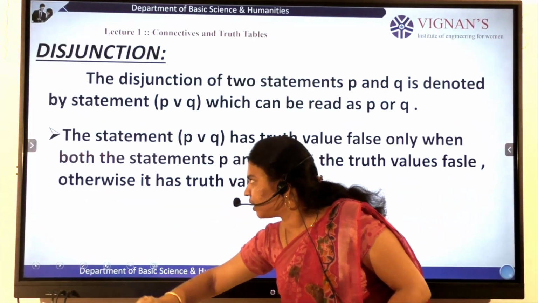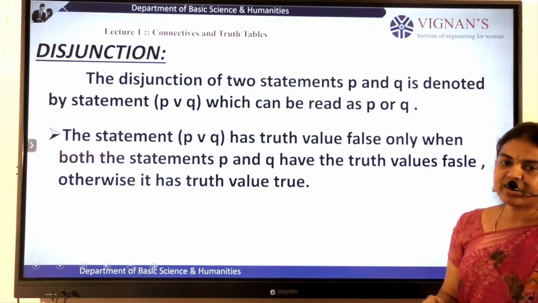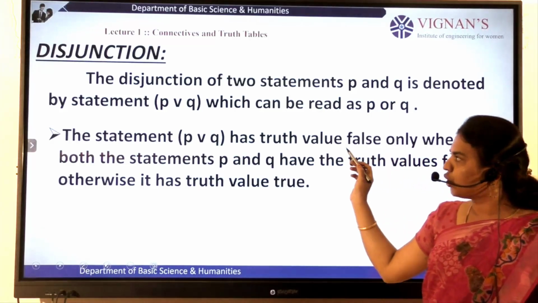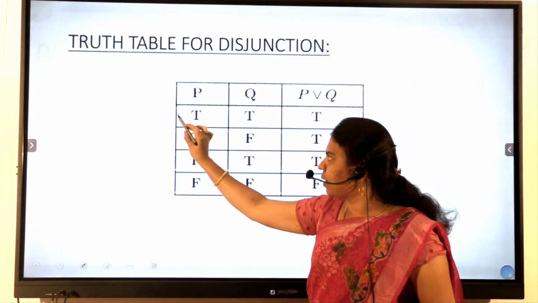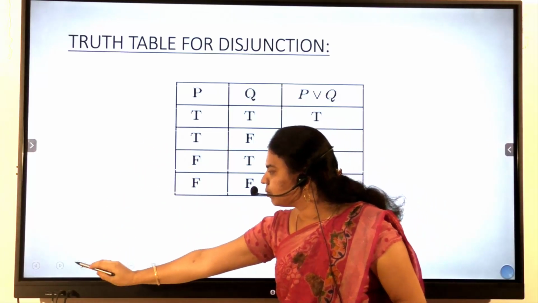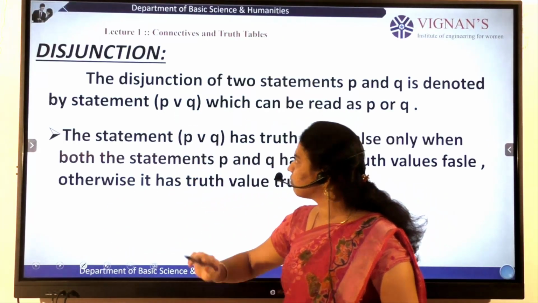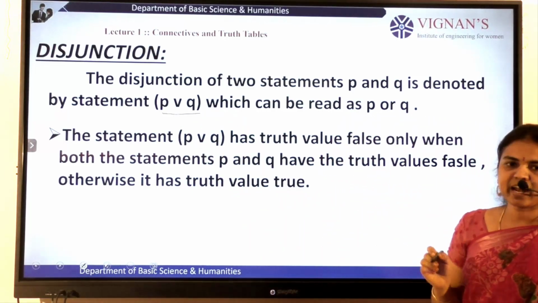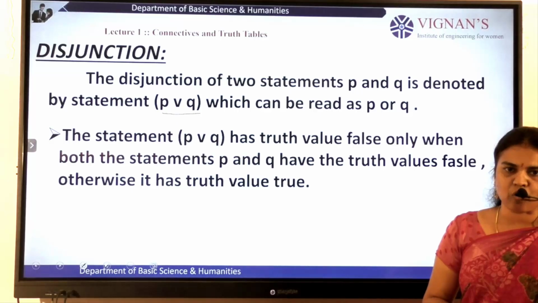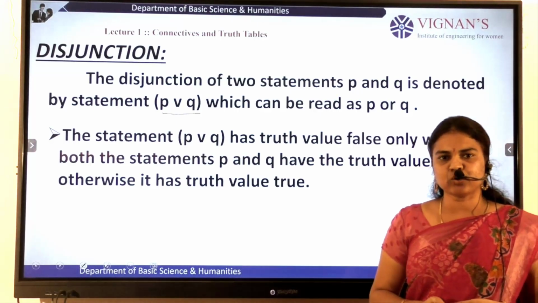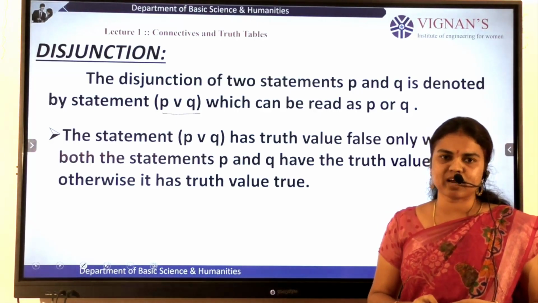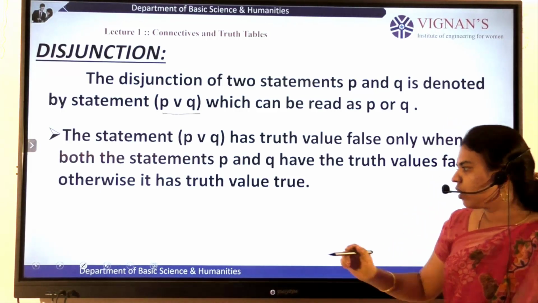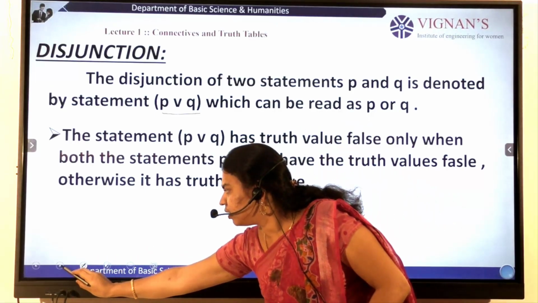Next, coming to the disjunction. The disjunction of two statements P and Q can be read as P or Q and it is represented as P ∨ Q. The statement P ∨ Q has the truth value false if the statement P has the truth value false and the statement Q has the truth value false. In the remaining cases it will be true. Coming to the truth table for disjunction.